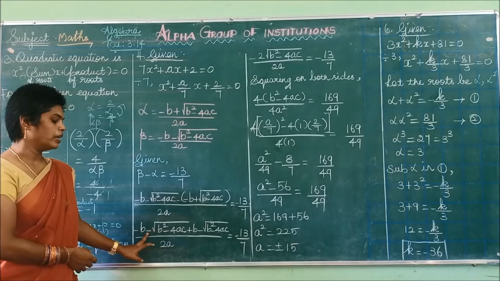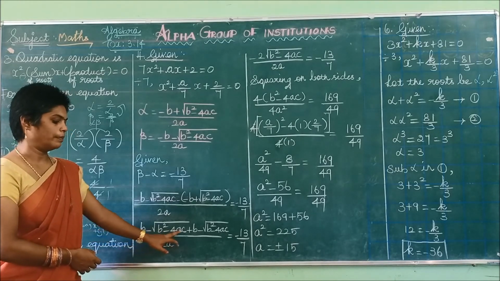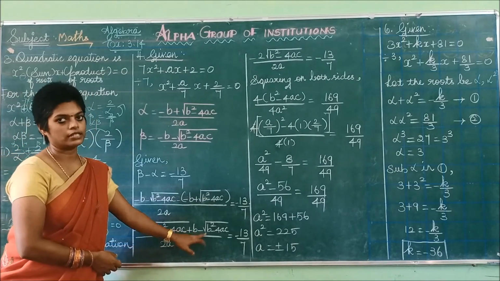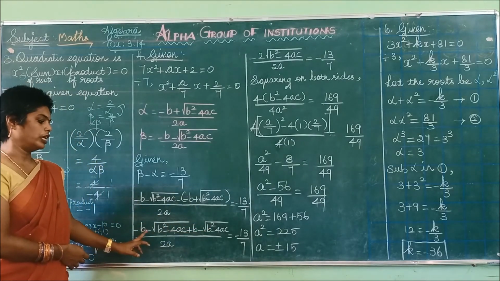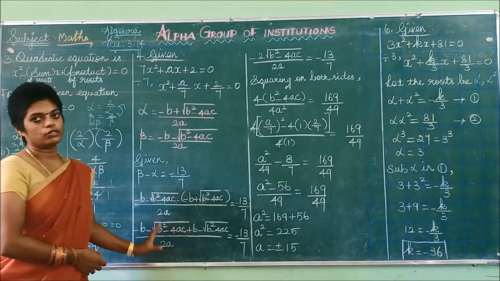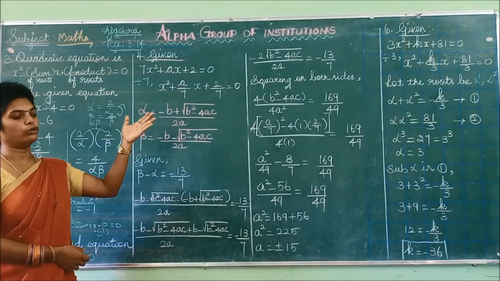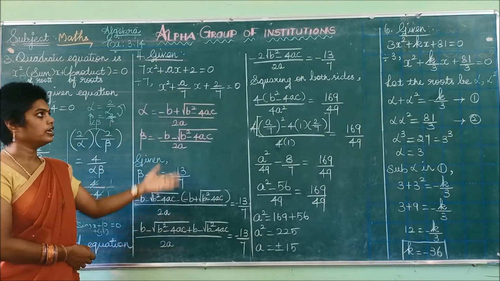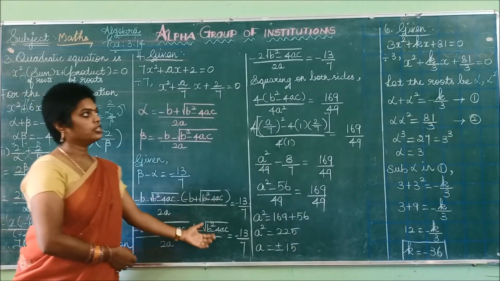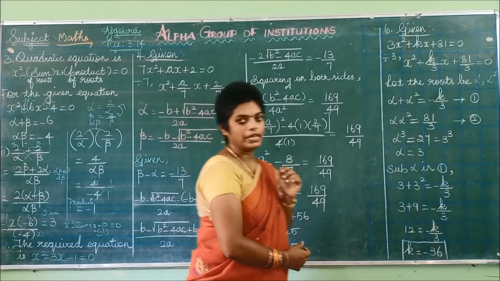What are the remaining terms? Minus square root of b square minus 4ac, and here also minus square root of b square minus 4ac. So both are in negative sign, so you have to add those values. So what you get? Minus 2 into square root of b square minus 4ac divided by 2a, which is equal to minus 13 divided by 7.